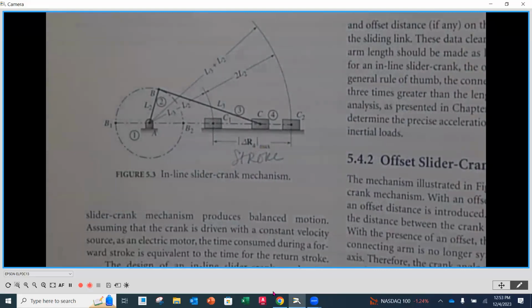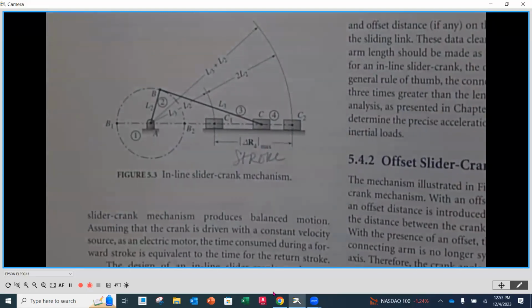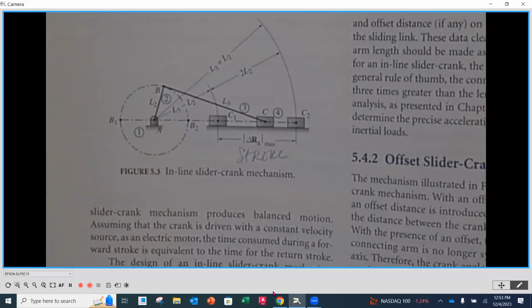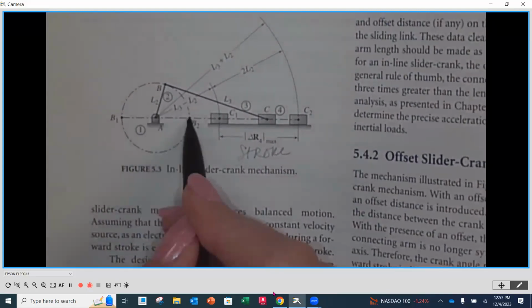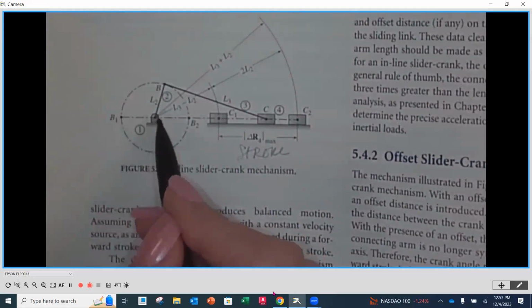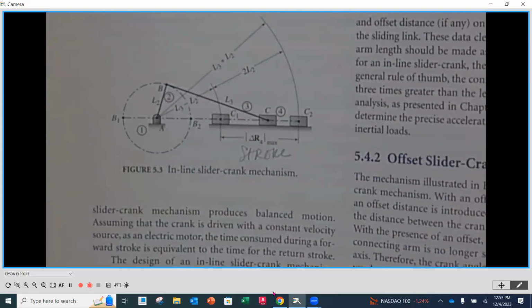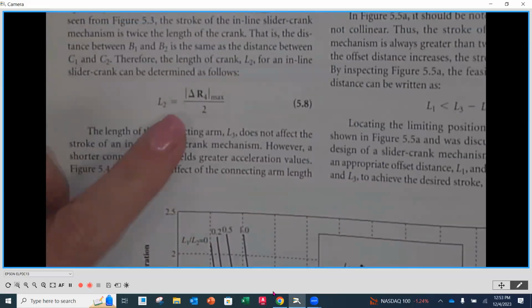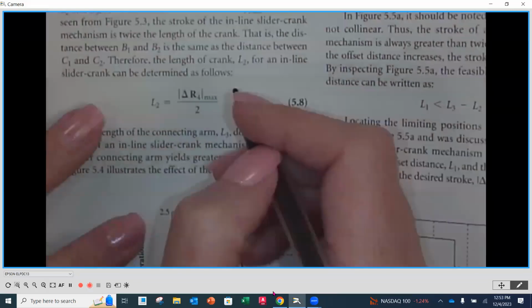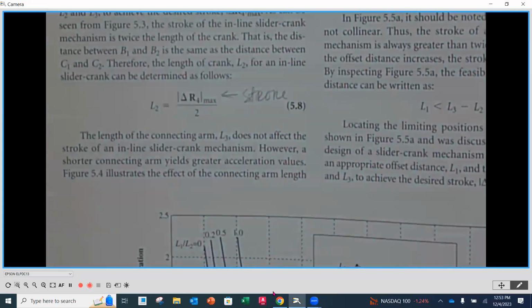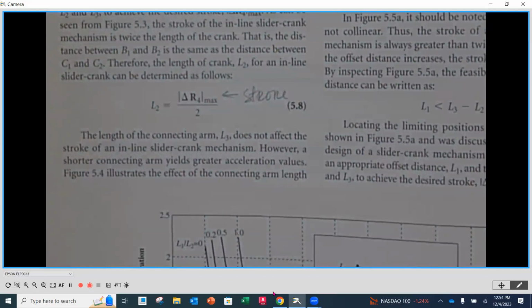So if you know your stroke to be 16 inches, my L2 has to be 8, because when it's on this side, it's going to be 8 inches, but when I pull it all the way back, now it's going to be 16 back. So it's going to be the 8 on the other side. So L2 is going to be equal to our stroke divided by 2. Remember, stroke divided by 2. All right.